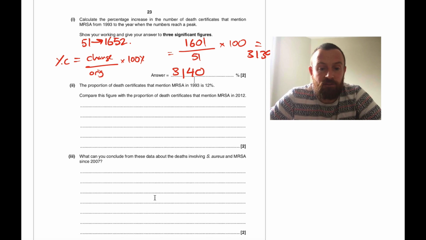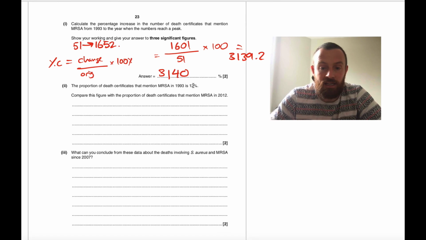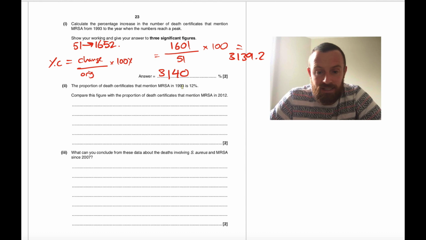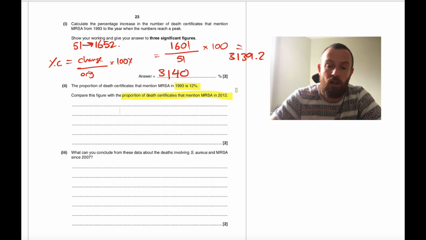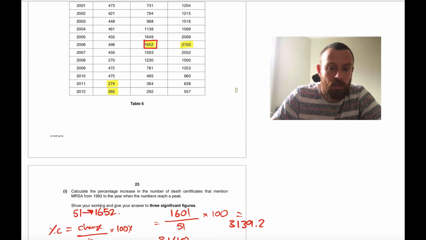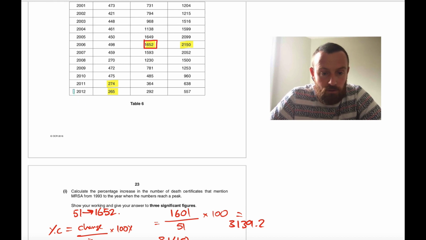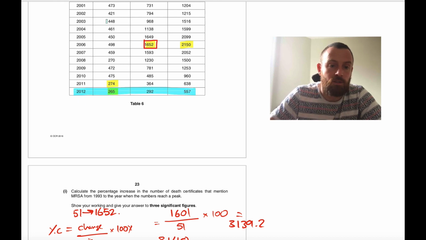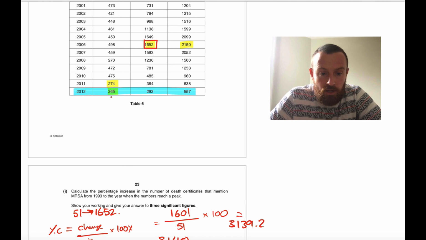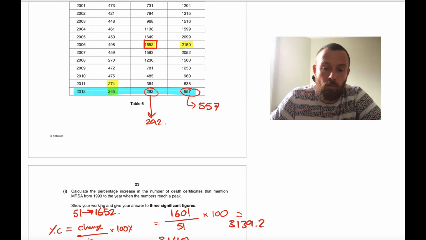The proportion of death certificates that mention MRSA in 1993 is 12%. Compare this figure with the proportion of death certificates that mention MRSA in 2012. Okay, so that's what I want to look at. In 2012, what have we got going? Okay, so there's a total of death certificates is 507, and 292 mention them. Okay, so what proportion is that?